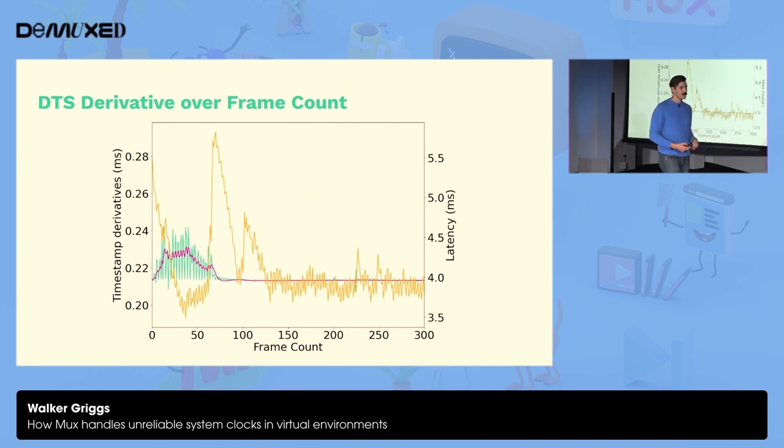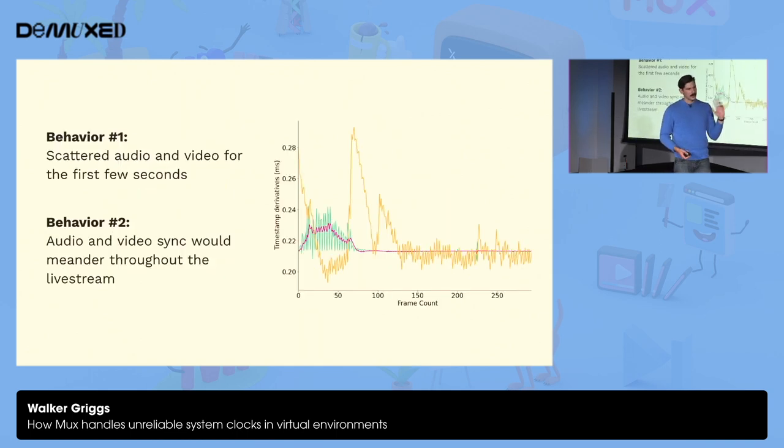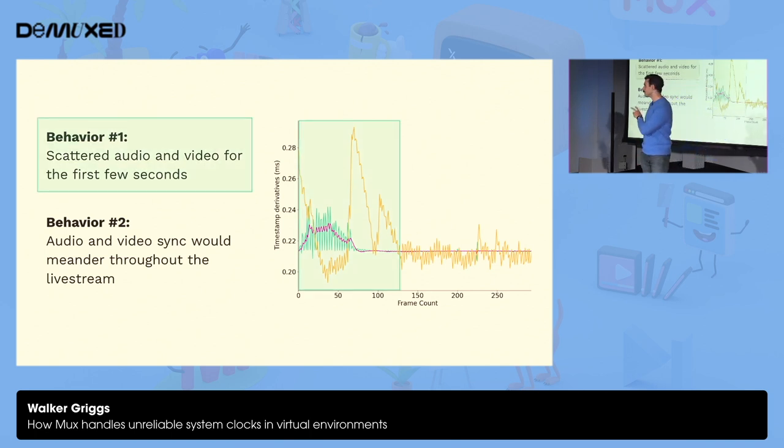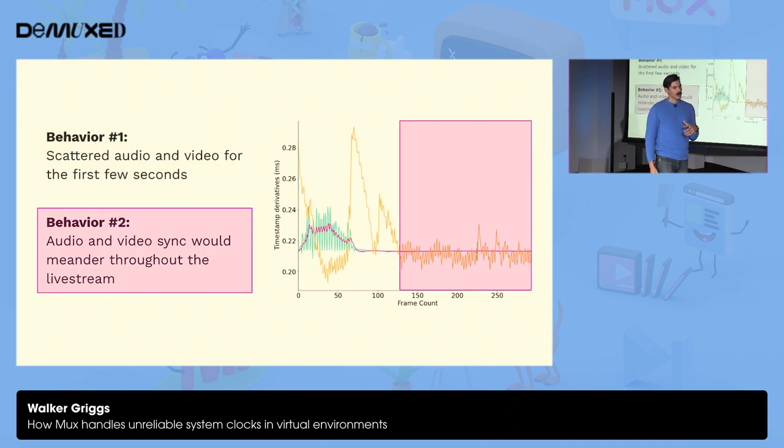And if we think back to our initial behaviors, well, they start to line up, start to tell a convincing story, right? We have this scattered audio for the first few seconds that might be related to these funky timestamps, and then it settles down into something more consistent after the first few seconds. So these graphs are only part of the picture here, and it might be hasty to drop the gavel and blame pulse, but there's a number of unexplored paths, right? This is only the audio encoder, so it's only part of the picture.